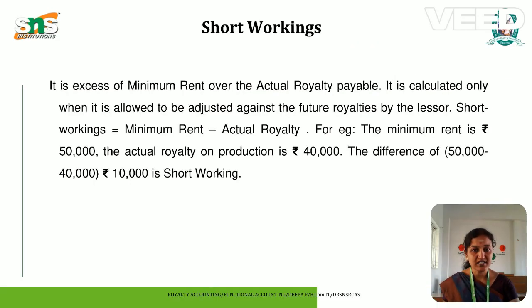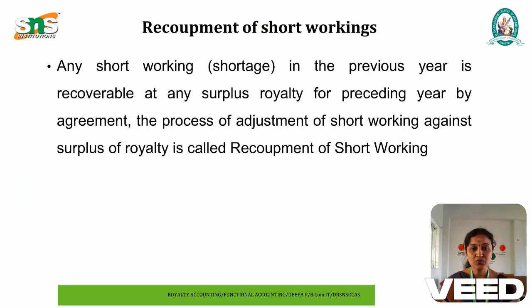Next one is short workings. If the minimum rent is over the actual royalty payable, the difference is called short workings. For example, minimum rent is 50,000, actual royalty on production is 40,000, so the difference is 10,000. The formula is minimum rent minus actual royalty. The shortage is called short working. Here, the shortage is 10,000.